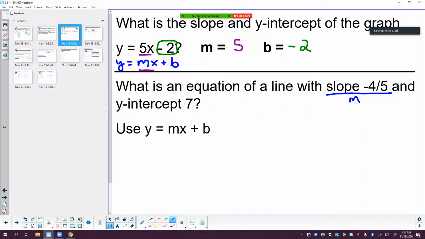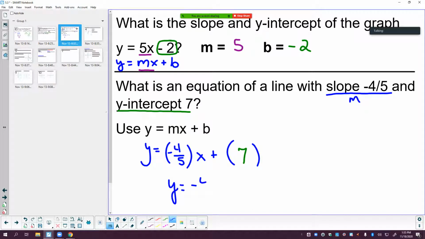Okay, so when I'm looking at using y equals mx plus b, I need to figure out what number goes here in front of x and what number goes here for b. Okay, so m is going to be the slope, so the number in front of x is going to be -4/5. Okay, y-intercept is 7, and that is represented by our b, so it's going to be plus 7. So when I go to write my equation here, you don't need these parentheses. Okay, -4/5 x plus 7. Okay, that would be the equation of our line.